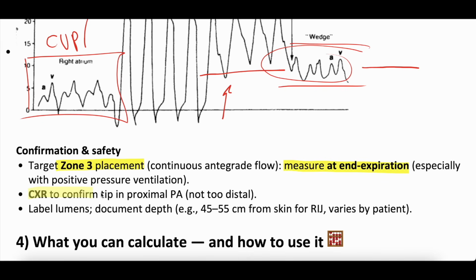Use a chest x-ray to confirm the tip is in the proximal pulmonary artery. You do not want it too distal because there'd be increased risk of rupture. Label your lumens.